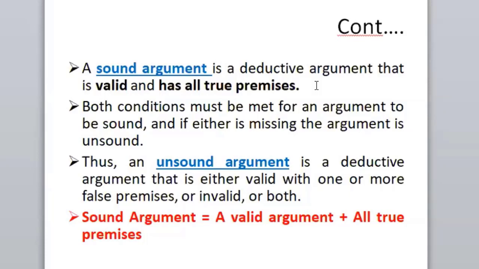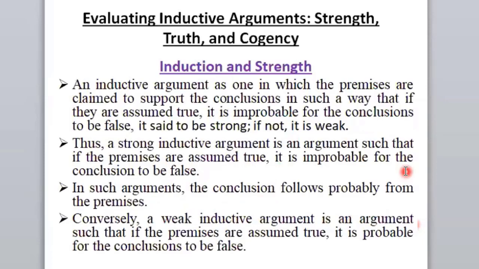Therefore, an unsound argument in deductive reasoning is one that is invalid, or has one or more false premises, or both. So, as you can look here, a sound argument is equivalent to a valid argument plus true premises. Besides having a valid argument, we need true premises. If these two exist simultaneously, we can take it that it's a sound argument.